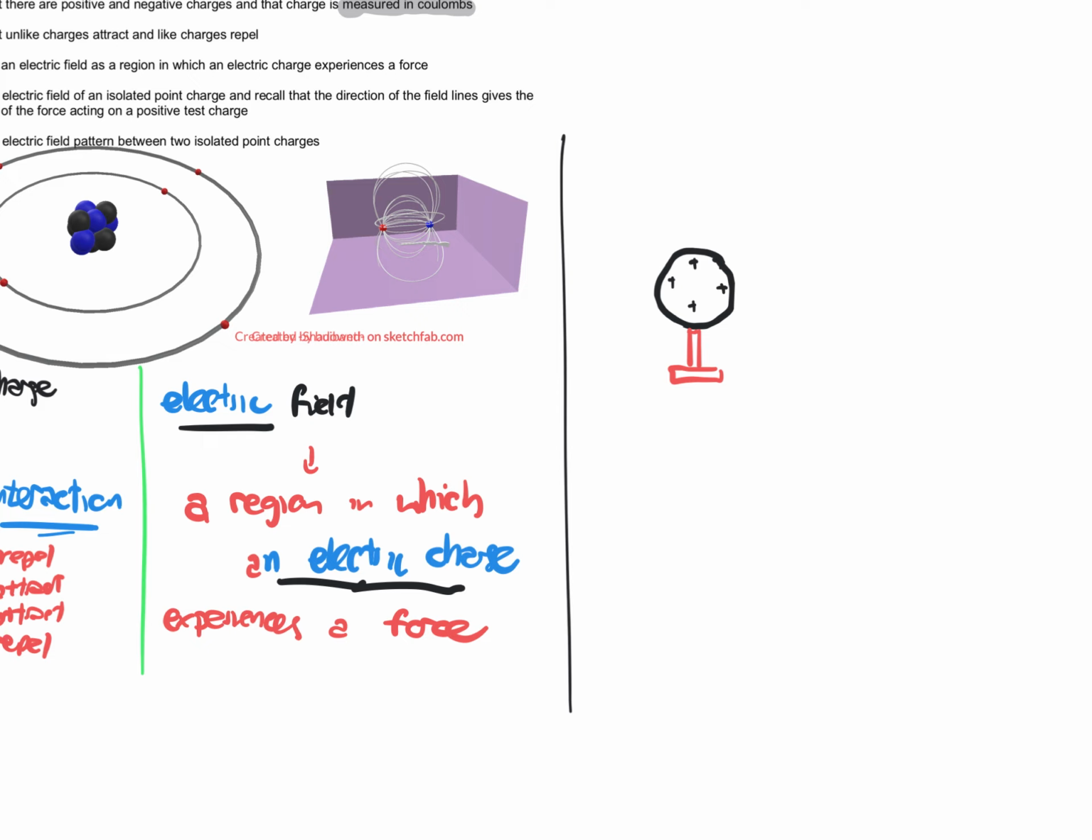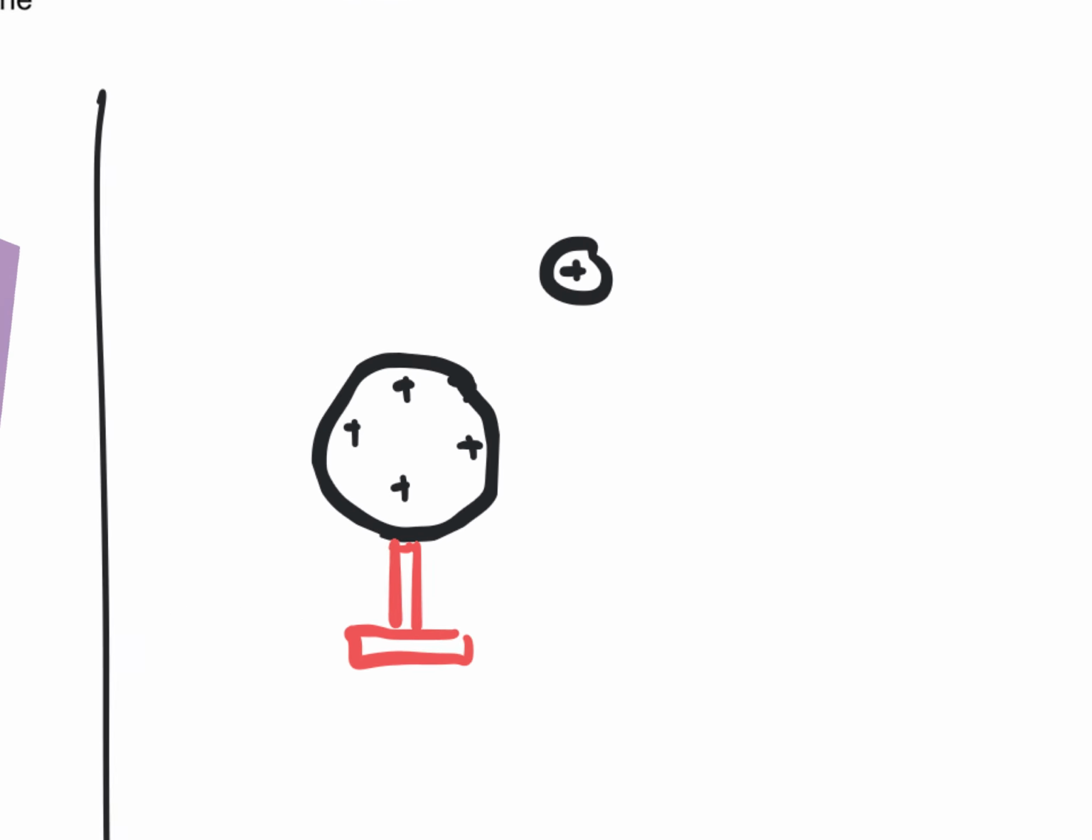Now, what would you assume would happen if I have this tiny little smaller sphere, and the sphere over here, let me draw it a bit better. Let's draw it a little bit bigger. Okay, now, in this sphere, this is positive charge too.